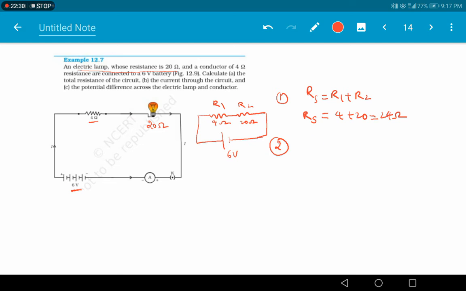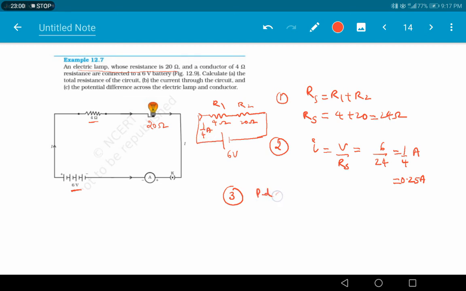Current through the circuit. So current through the circuit I is equal to V by R in series. So V value 6, so 1 by 4 ampere, or further if you want to simplify, 0.25 ampere. And next, they are asking what is the potential difference across the lamp and conductor. So current we know it, how many amperes? So 1 by 4 ampere is flowing through each device.